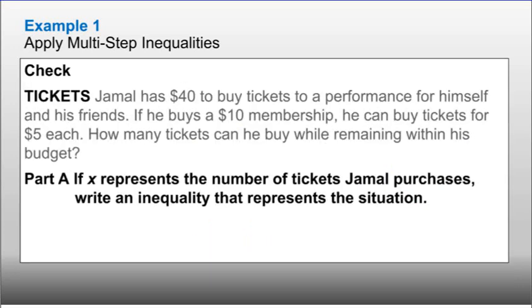Next example, Joel has $40 to buy tickets to a performance for himself and his friends. If he buys a $10 membership, he can buy tickets for $5 each. How many tickets can he buy while remaining within his budget? So part A, if t represents the number of tickets from all purchases, write an inequality that represents the situation. So he has $40 to spend. He cannot spend more than that. That'd be less than or equal to 40. If he buys a $10 membership, so he has a $10 membership, plus he can buy tickets for $5 each. So that'd be 10 plus 5t is less than or equal to 40.